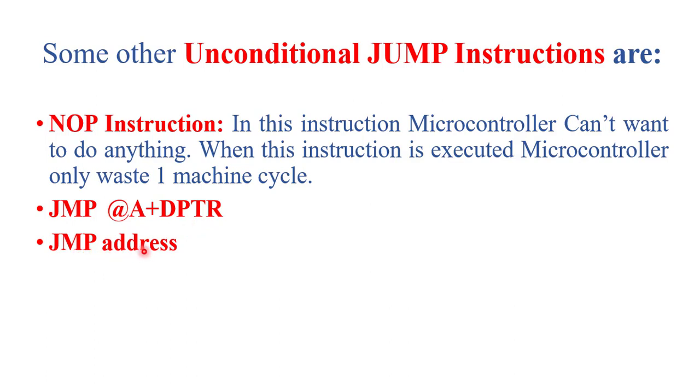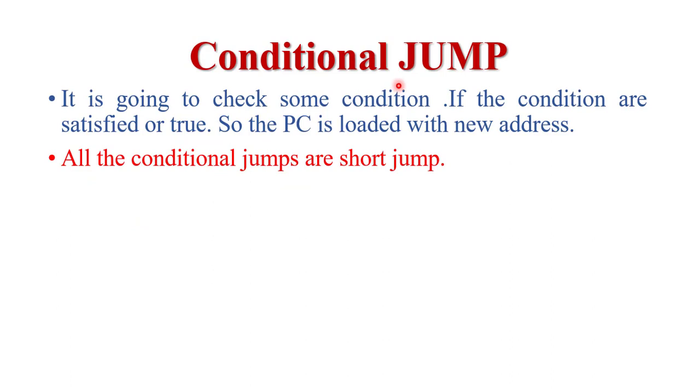Next is JMP address. This is an example of short jump, and this is also called an unconditional jump instruction. Next is conditional jump. In case of conditional jump, it is going to check some conditions. If these conditions are satisfied or true, then the program counter is loaded with the new address.